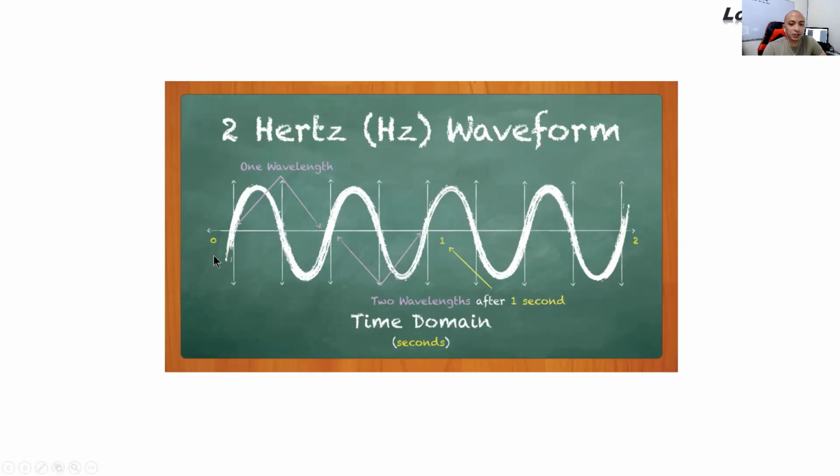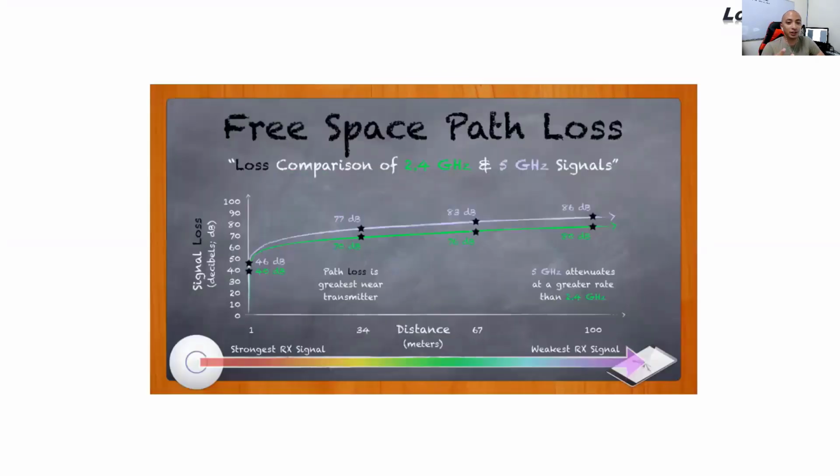Now, 5 gigahertz will have the signal much more closely packed. That's why you can pump much more speed on that frequency. But most current Wi-Fi deployments right now are using these two frequencies, 2.4 and 5 gigahertz.